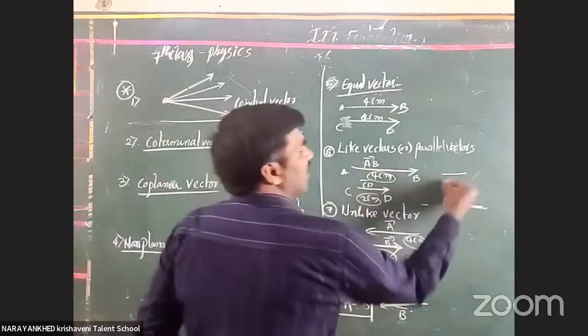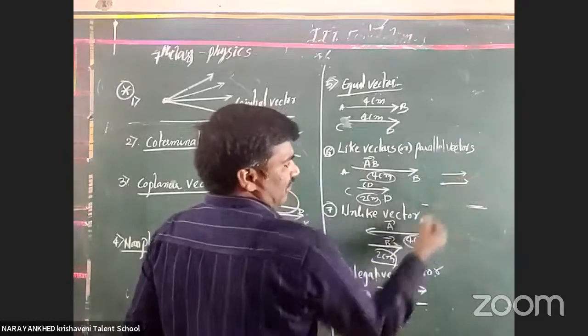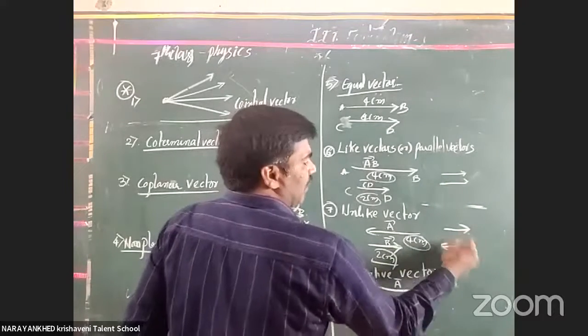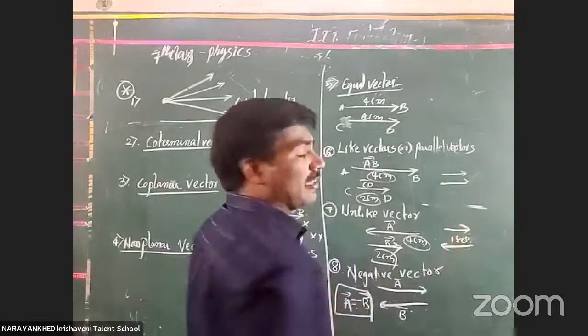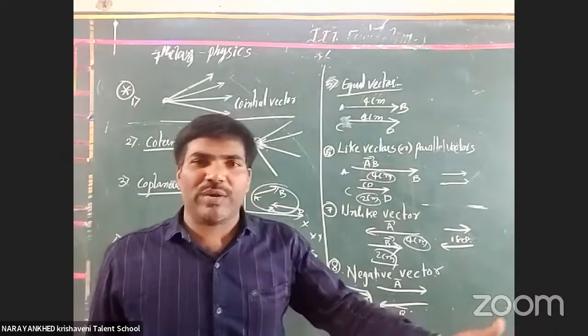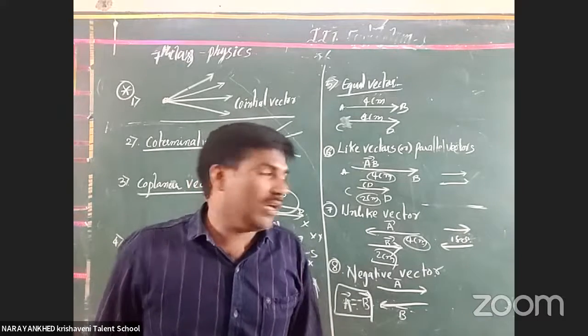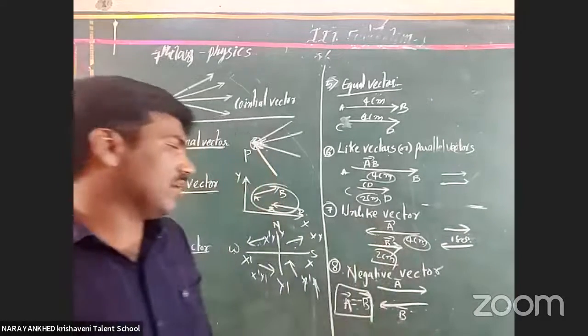The angle between these two lines is 0, in the same direction. But when they are in the opposite direction, the angle should be 180 degrees, exactly opposite, like a north vector and a south vector. Those are opposite or unlike vectors. That's why this is called an unlike vector.